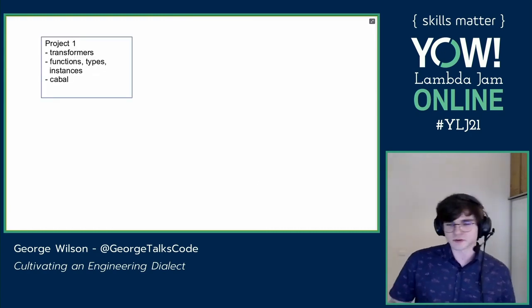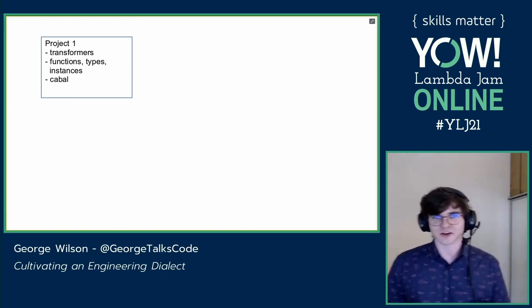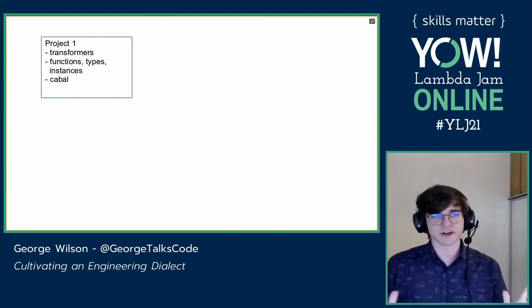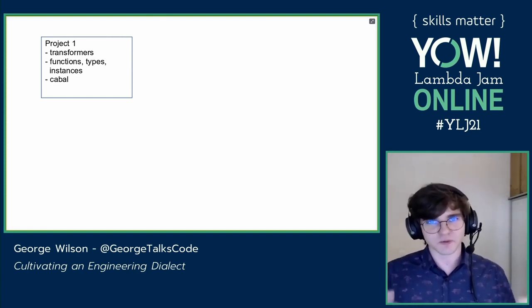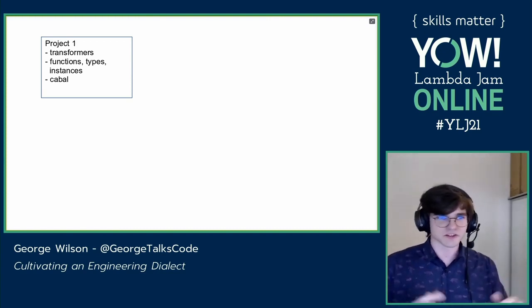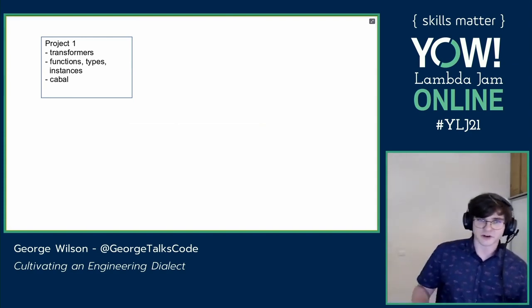Maybe you start with a microservice. The boss comes in, he says, all right, team, we need a microservice. And so on this first project, we're using some fairly simple stuff. We're going to use monad transformers for our architecture. We're going to have all these functions and types and type class instances. We're going to build with Cabal, and we have a pretty good time.